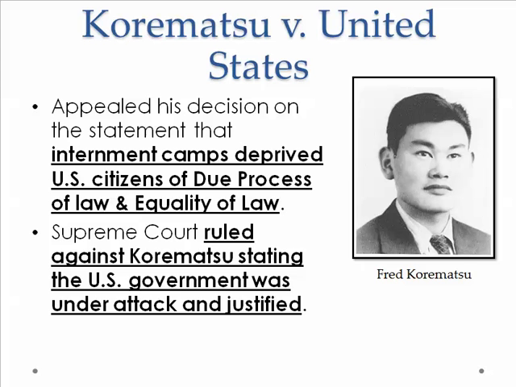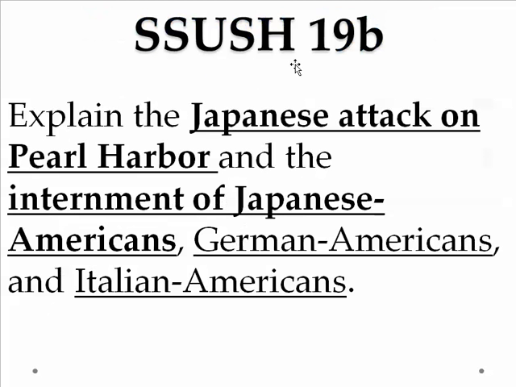So at that juncture, I think we've pretty much nailed 19B, explained the Japanese attack on Pearl Harbor. We did that, and the internment of Japanese Americans, German Americans, and Italian Americans. If you have any questions, ask them in class. Good luck on the quiz test and the EOCT.